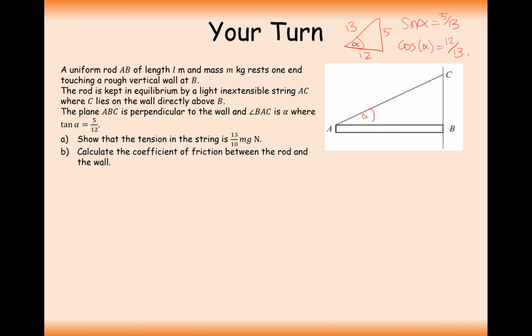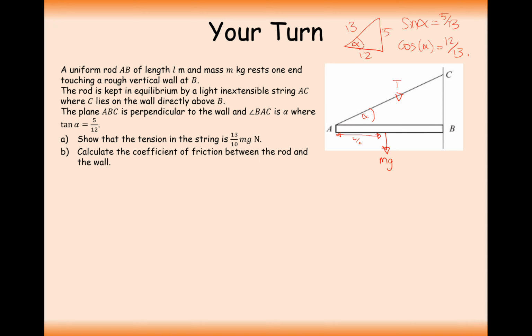Find the tension in the string, or show that the tension is 13/10 mg. So the tension is going to be acting this way here. We have a uniform rod of length L, so we know its weight is going to act a distance L/2 from point A or point B, given that it's going to be in the centre, and it has a mass mg.